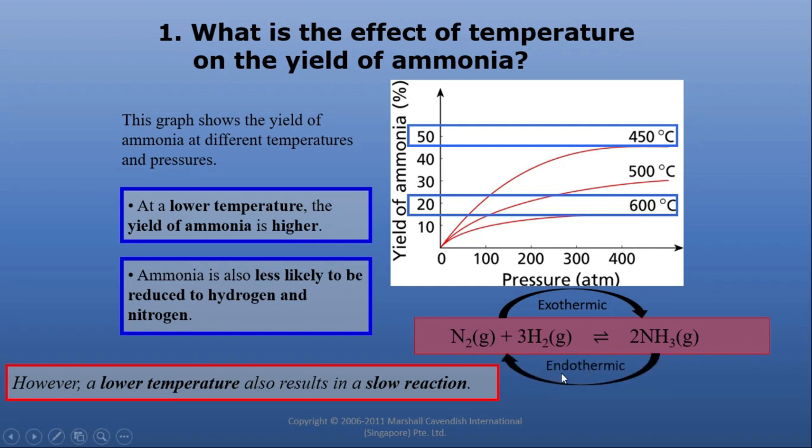So at high temperature what will happen? Formation or decomposition? Obviously when energy is absorbed by the decomposition process, it means there will be more decomposition than formation. At high temperature there will be more decomposition than formation, and at low temperature there will be more formation than decomposition. Is it clear? But there is a problem with low temperature, because lower temperature also results in a slow reaction. So we have to look for some other conditions.